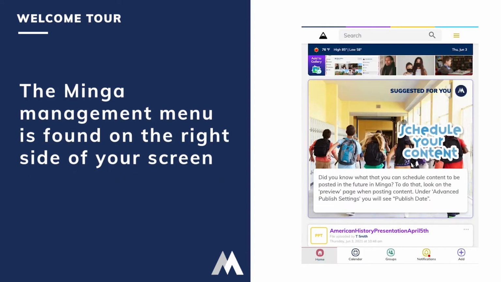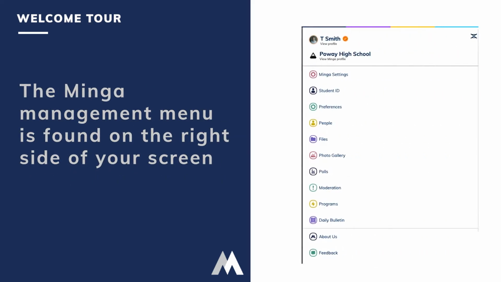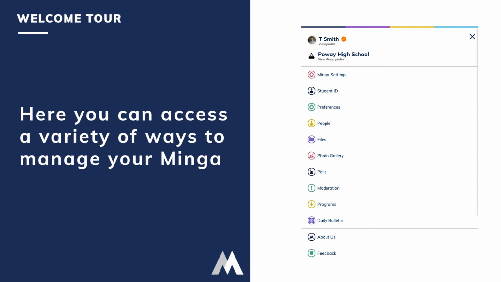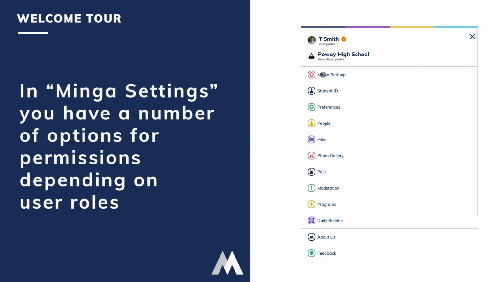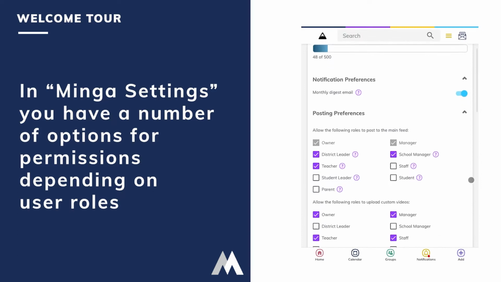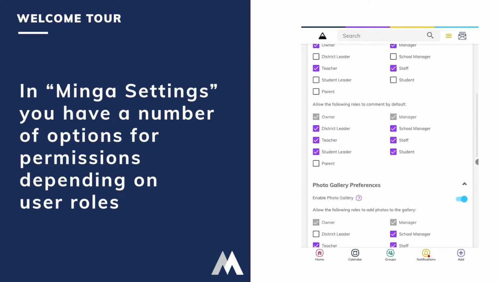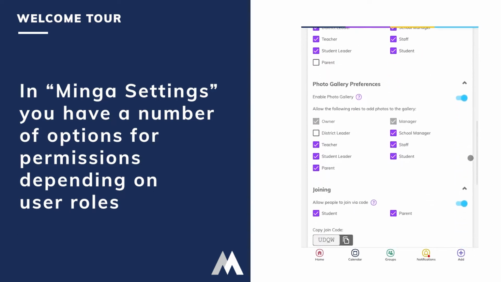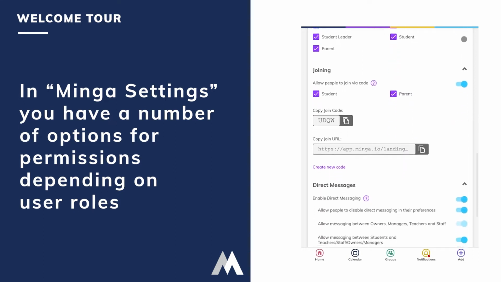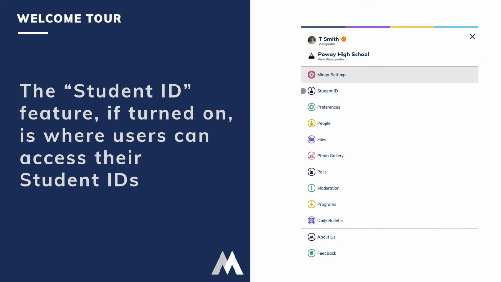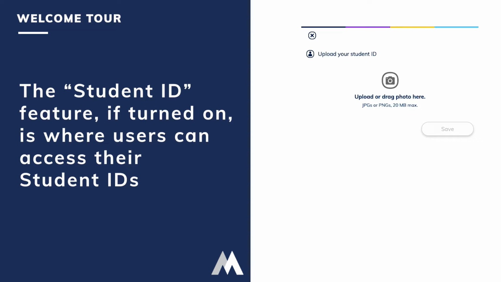The Minga Management menu is found on the right side of your screen. Here you can access a variety of ways to manage your Minga. In Minga settings, you have a number of options for permissions depending on user roles. The Student ID feature, if turned on, is where users can access their student IDs.